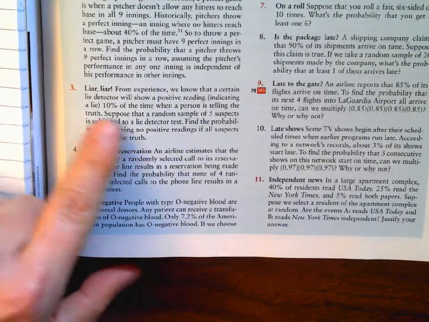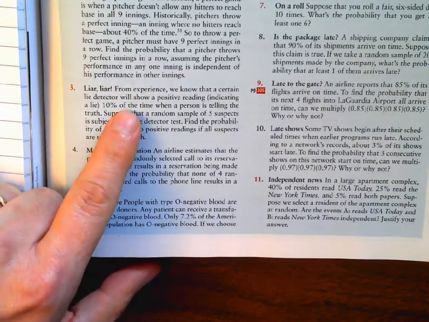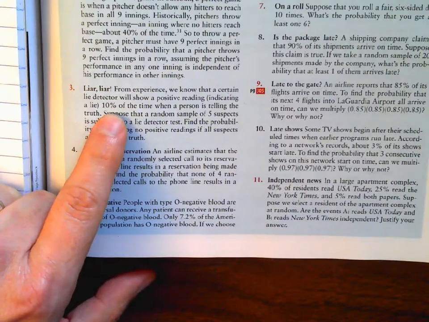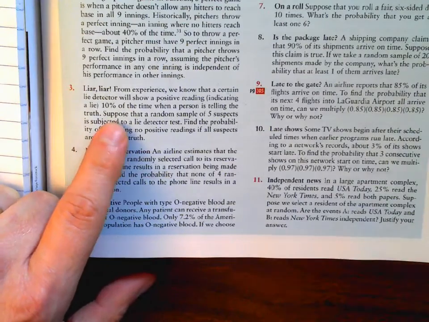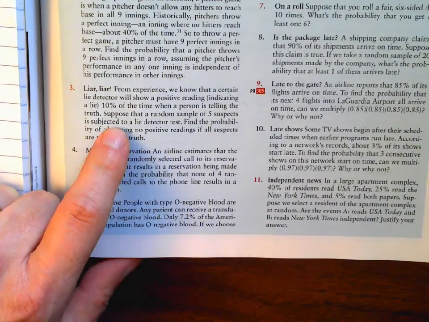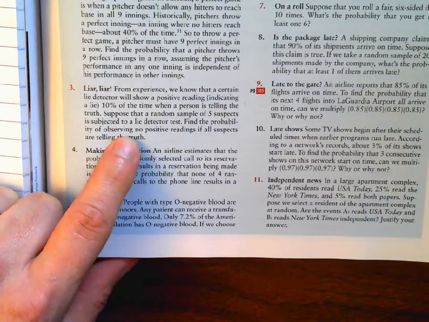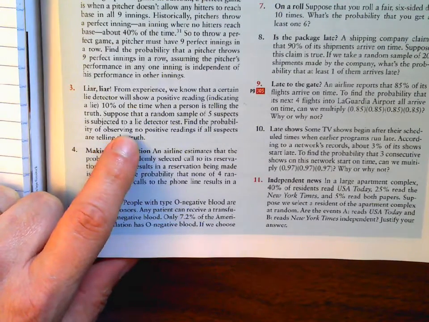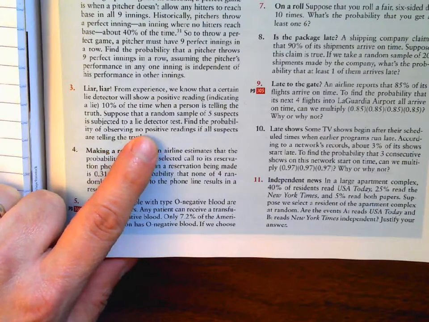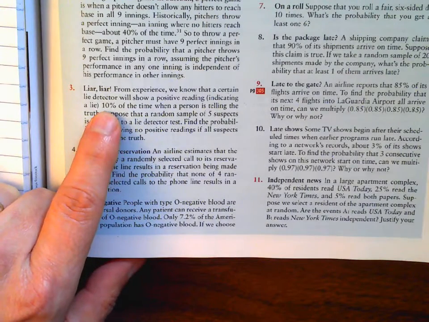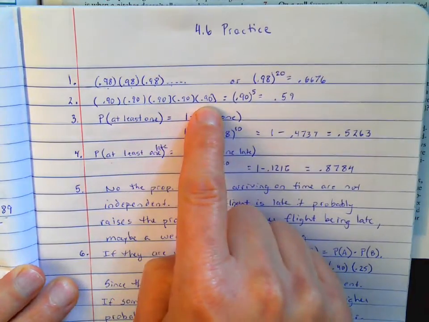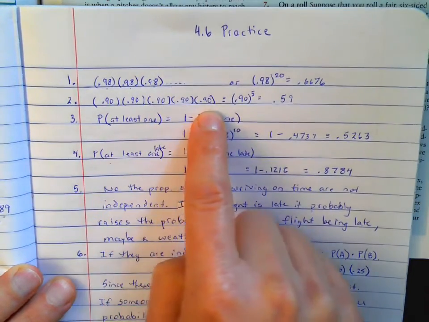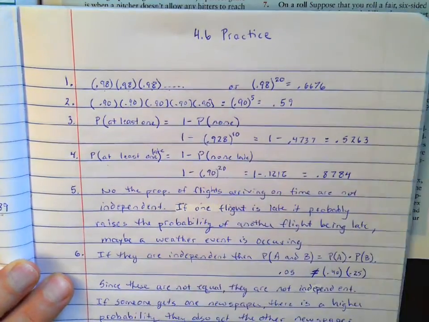Okay, so the next one, a certain lie detector will show a positive reading indicating a lie 10% of the time when they're actually telling the truth. So there's an error there. Suppose we take 5 people and they give them the test, and they're all telling the truth. It's a probability of no positive readings. Okay, so if they get a positive reading 10% of the time, they don't get a positive reading 90% of the time. So we want 5 people to not get a positive reading. So 0.9 times 0.9, 0.9, 0.9, okay, which is 0.9 to the 5th, which is 0.59.